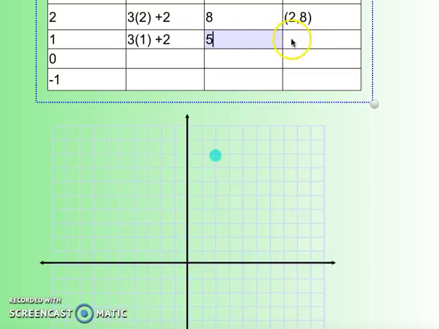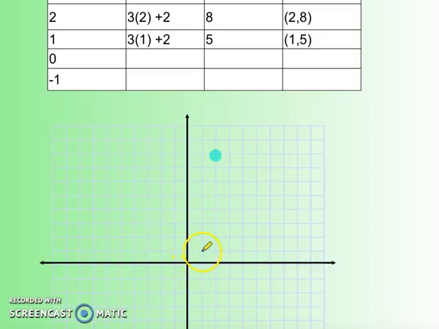5. Nice job. So if I plugged in, instead of 2, 8, what do we get this time? Well, we plugged in 1, we got an answer of 5. So 1, 5. And so let's plot that over 1, 1, 2, 3, 4, 5. Now let's do the next one.